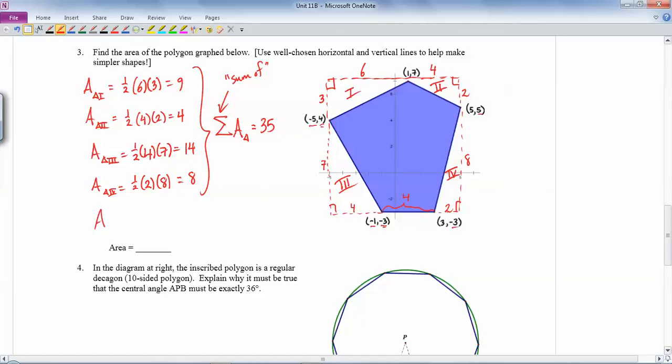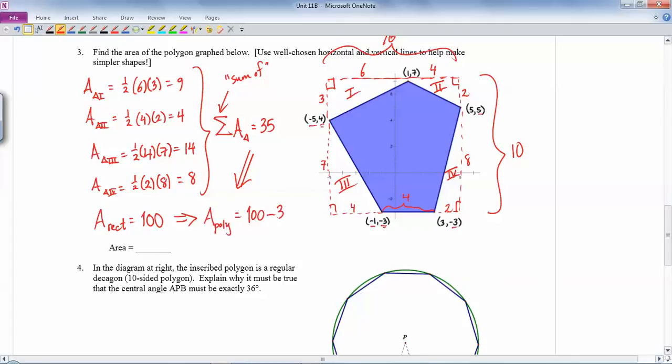The rectangle is going to be, let's see, the whole length here is 2 plus 8 or 3 plus 7. That's 10. And then this whole length is also 10. So we got a 10 by 10. That means it's 100. So if I combine these two things together, the area of the polygon is going to be the rectangle minus the triangles put together. So that ends up being 65 units squared. So we could just write 65.